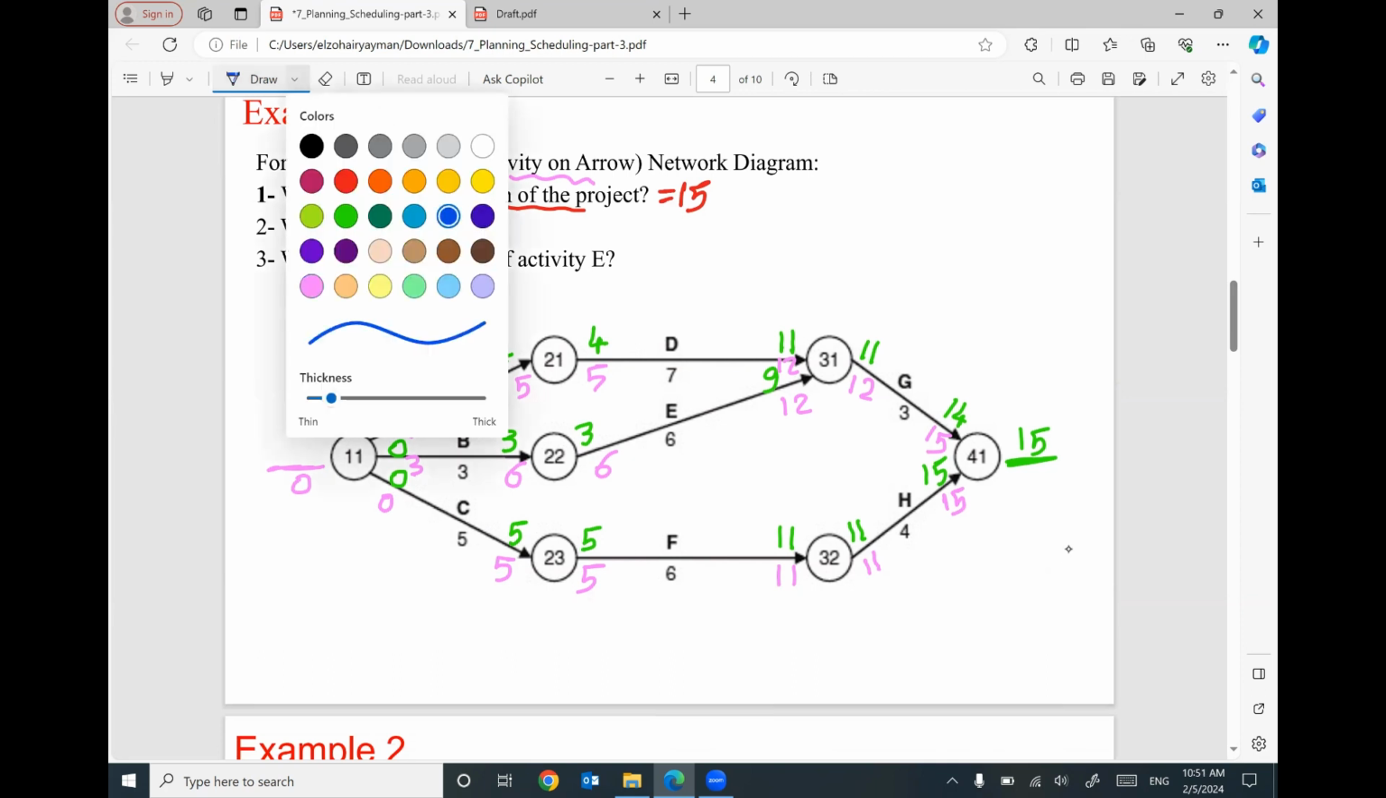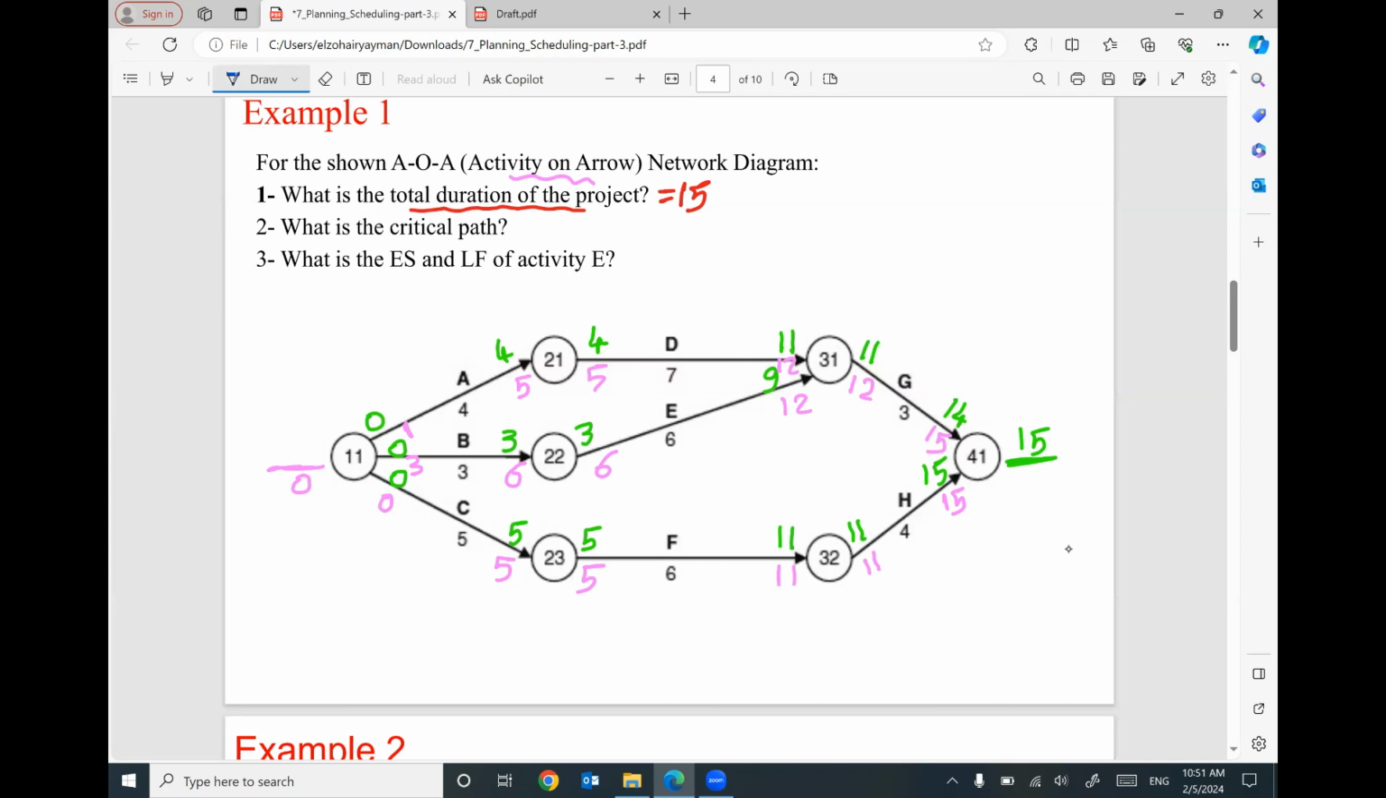So I can say the total float for this activity will be 1. The total float for this activity will be 3. The total float for this activity will be 0. For this one it will be 1. For this one it will be 3. For this one it will be 0. This one will be 0. This one will be 1.